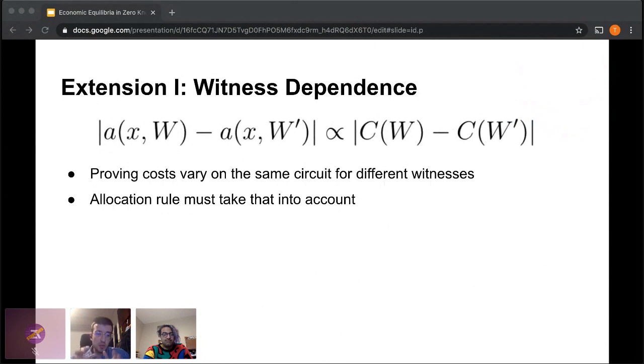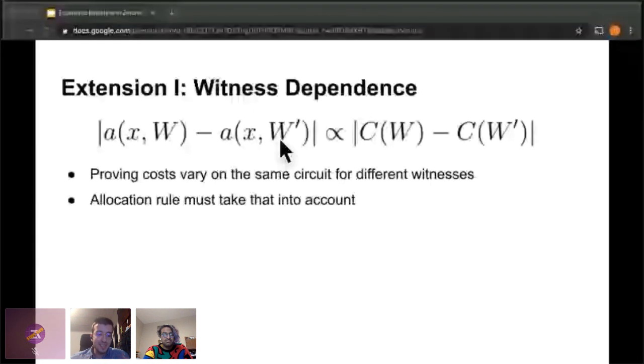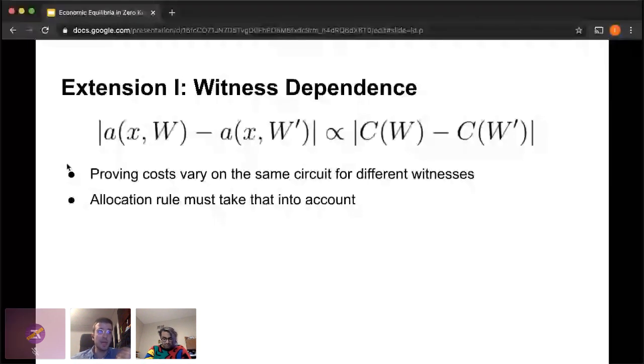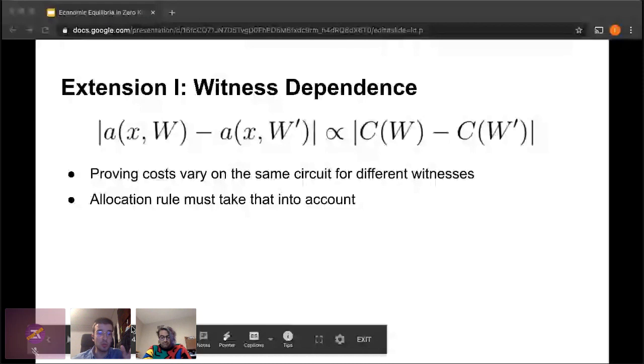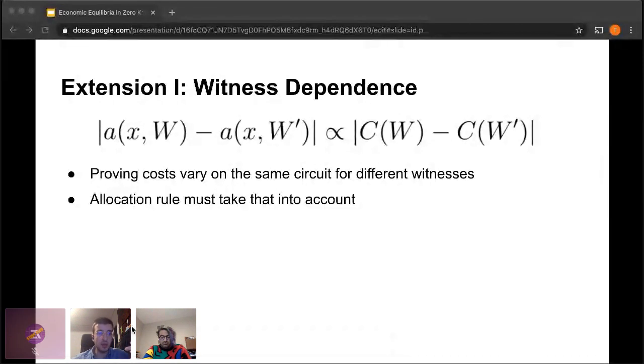Okay, so using the things so far, we'll try to extend them in some ways to get some extra properties that we might want from our protocol. Firstly, there was a question in Crowdcast, which directly relates to this, which we call witness dependence again. Basically, this equation says that the reward I get for computing over one witness minus the reward that I get for computing on another witness must scale more or less proportionally to how the cost for computing on each witness respectively changes.